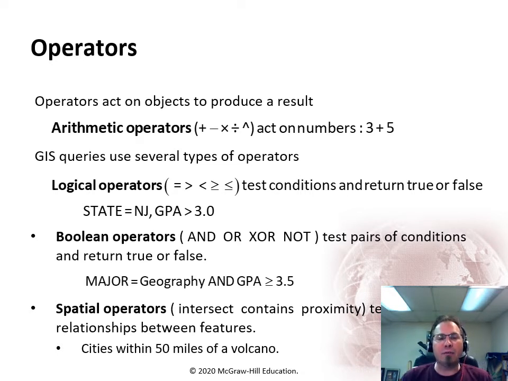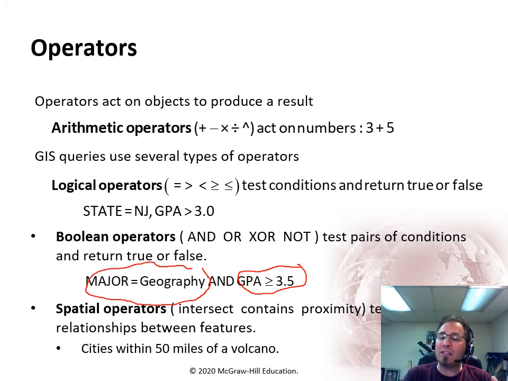So I could say, using this example here, give me all of the values where their major is geography and their grade point average is greater than 3.5. That's a very specific question. I'm isolating all the geography majors, but not only am I just isolating the geography majors, I'm isolating the geography majors that also have a grade point average greater than 3.5. So that's a very narrow search. Both of those criteria have to be met in order to bring back an answer.